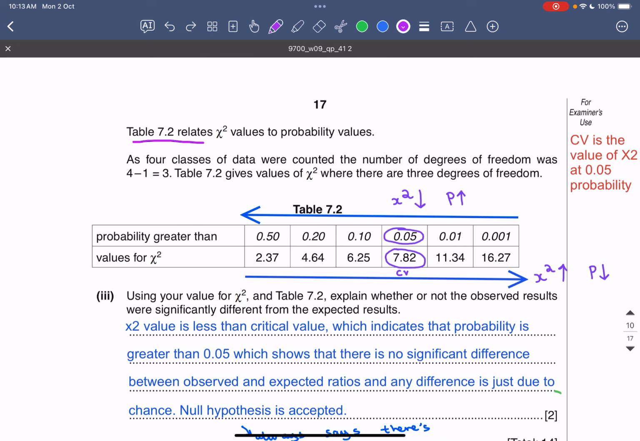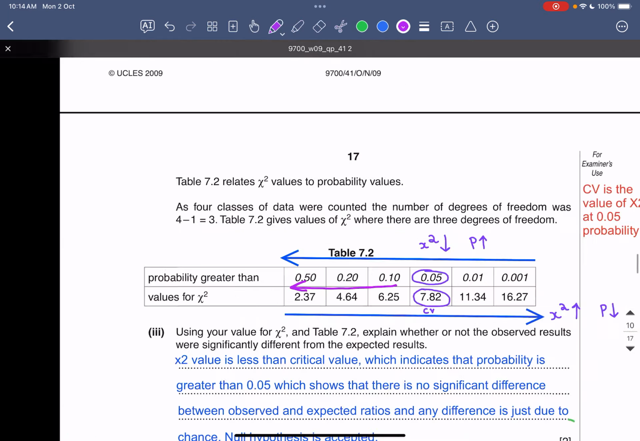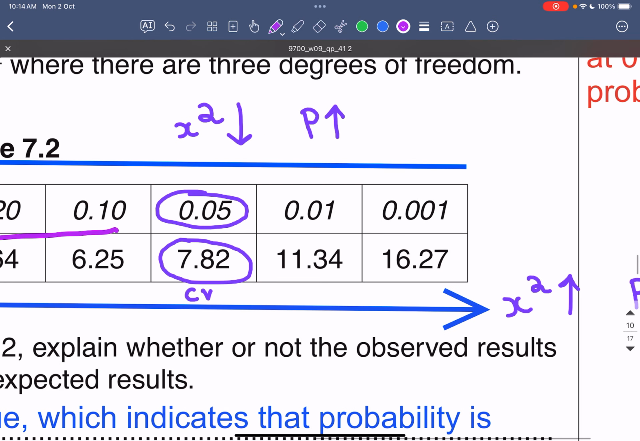Table 7.2 relates chi-square values to probability values. As 4 classes of data were counted, the number of degrees of freedom was 4 minus 1 equal to 3. Table 7.2 gives values of chi-square where there are 3 degrees of freedom. As you can see from table 7.2, as your chi-squared value is decreasing, your probability is increasing, and I've written that here. And as your chi-squared value is increasing, your probability value is decreasing.